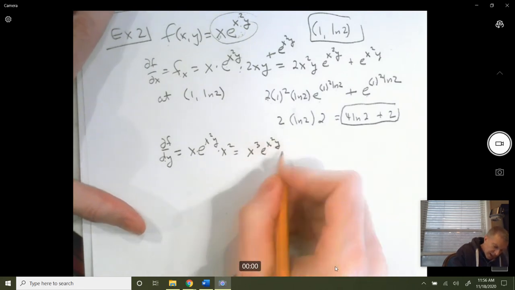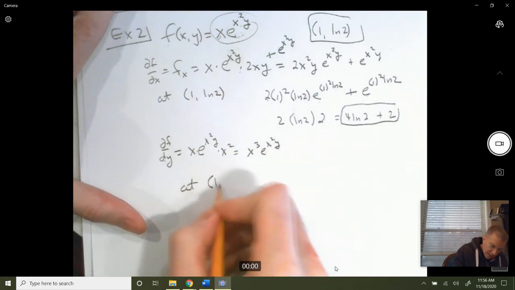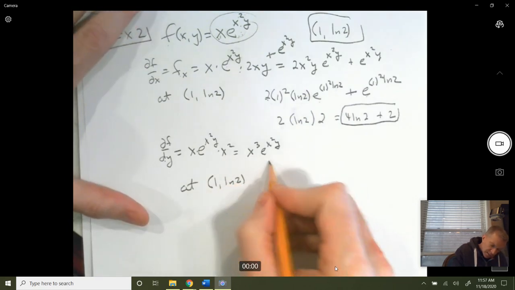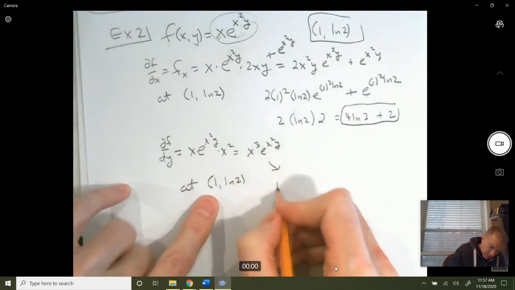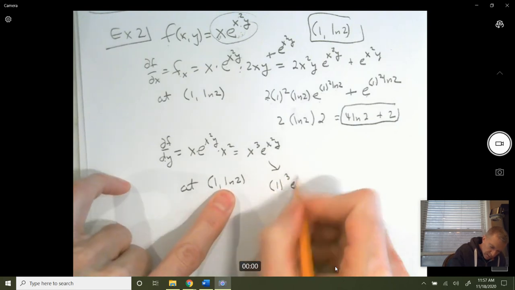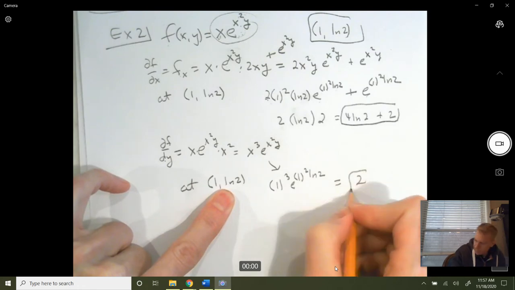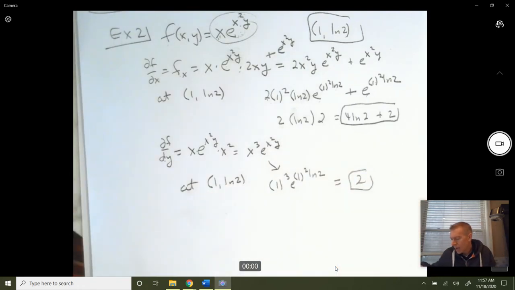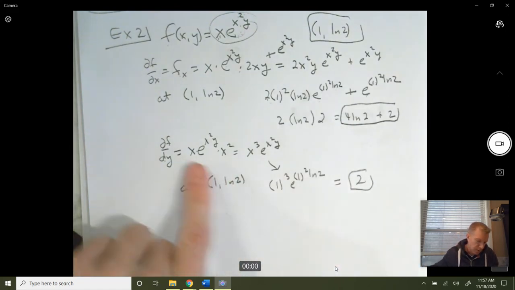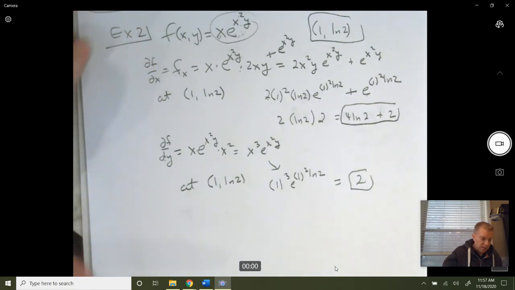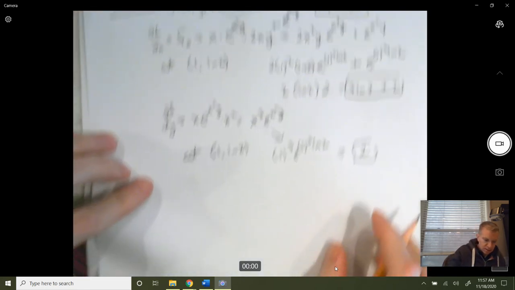Okay, and at the point 1 comma ln of 2, we get 1 cubed times e to the 1 squared ln of 2, which just gives you 2. Okay, so there's your y derivative at that point.